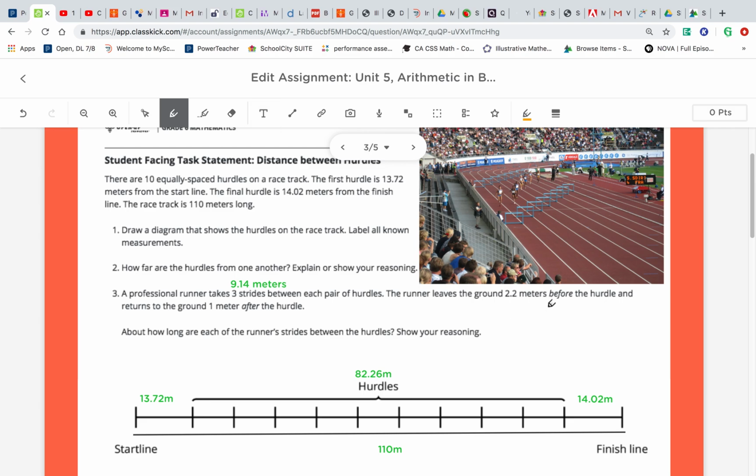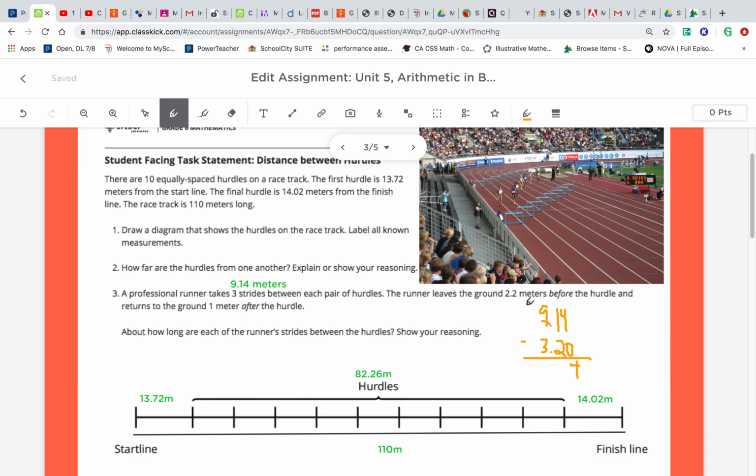So it's going to be 9.14, 9 and 14 hundredths, minus 3.2. All right, and then we can add a 0 in here. And so this is the distance that they are going to cover with their 3 strides. So we'll find that first, and then we can divide that by 3. So 4 minus 0 is 4. 1 minus 2, oh, we can't do that.